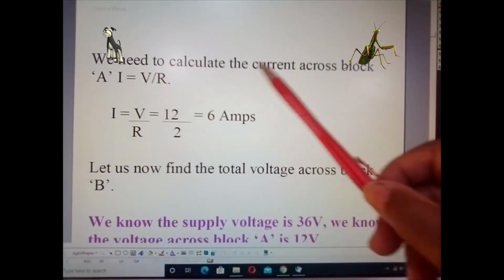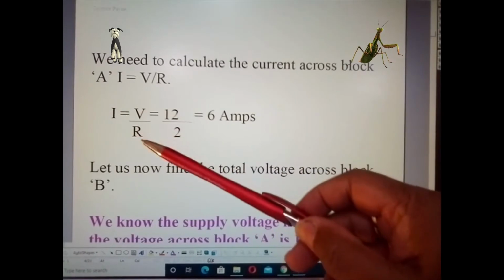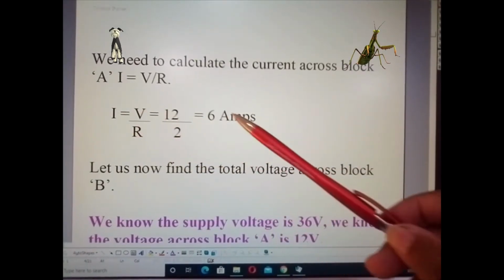We need to calculate the current across block A, I equals V over R. So we have I equals V over R. Again, remember it's Ohm's law, equals 6 amps.